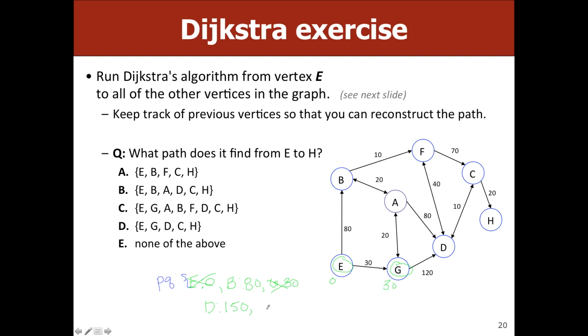So what do we dequeue next? How many people think we dequeue B next? How many people think we dequeue G next? Sorry, totally didn't see A. Yes, what do we enqueue? Sorry, we're still looking at G. So what would we enqueue A with? Yeah, 50. 30 plus 20.